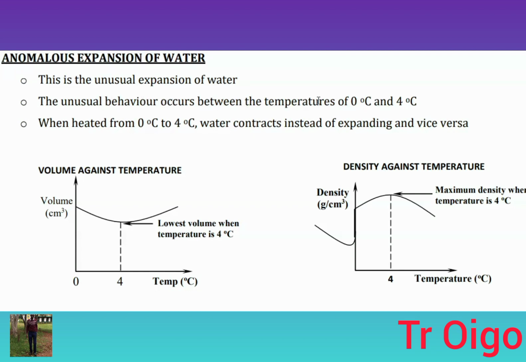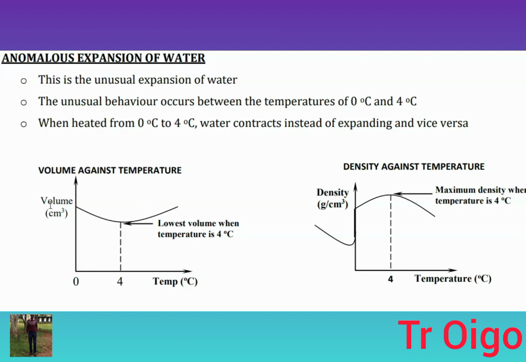occurs between the temperature of 0 degrees Celsius to about 4 degrees Celsius. In this temperature range, water usually contracts instead of expanding, and vice versa. And that's why we refer to that particular behavior as abnormal or anomalous expansion of water. So whenever you heat water from 0 degrees to about 4 degrees Celsius, water usually contracts instead of expanding, and vice versa.